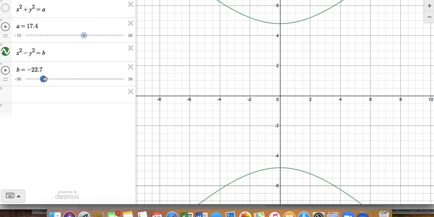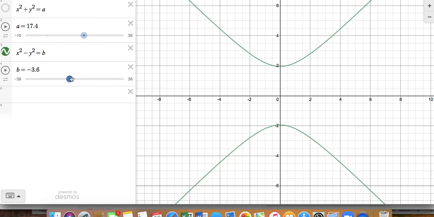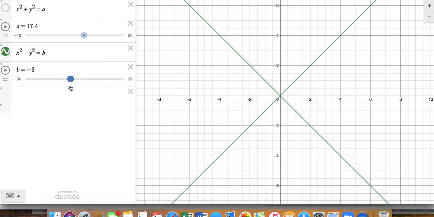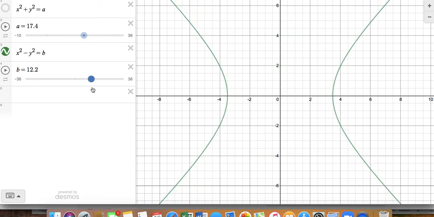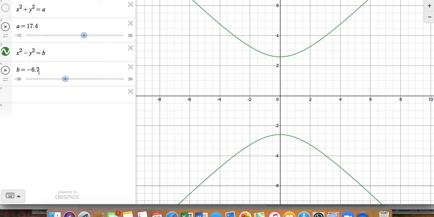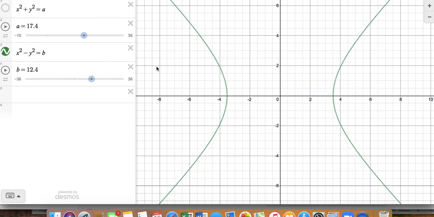And notice that as I go from negative to positive, I go from trans y to trans x. That's the difference between the b value being negative here versus the b value being positive. It just switches from trans x to trans y.